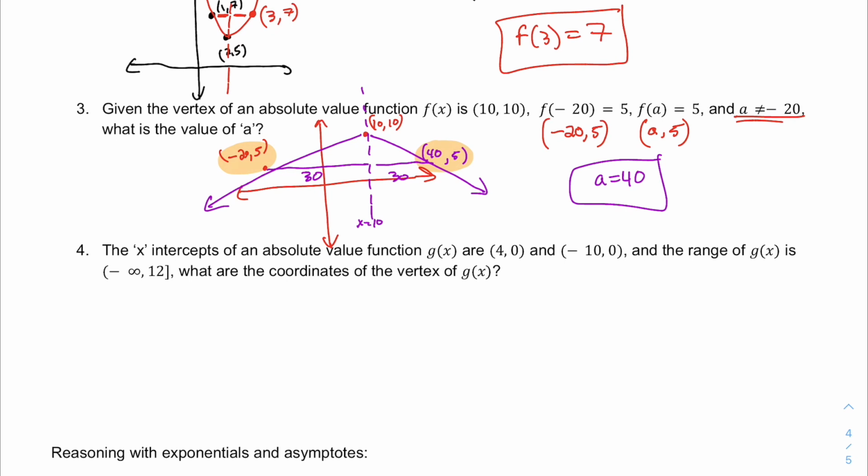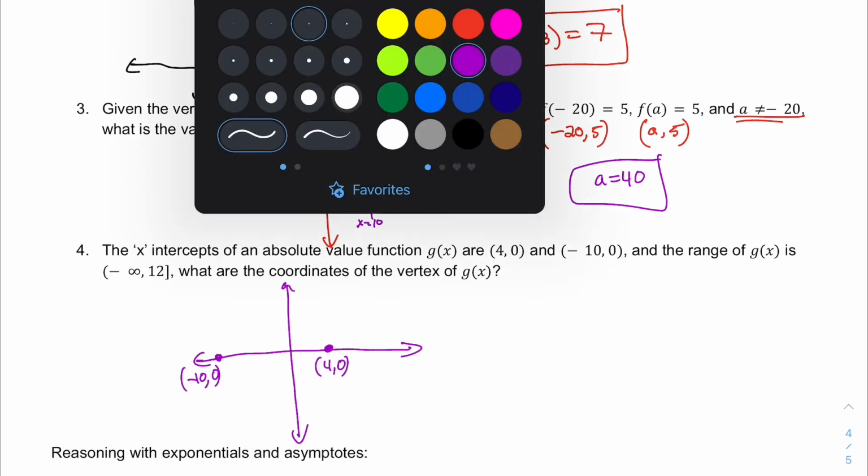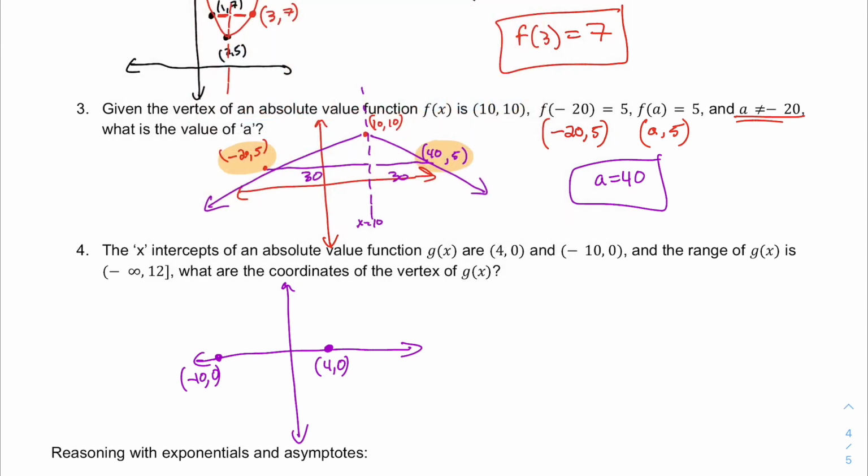The x-intercepts of an absolute value function g of x are (4, 0) and (-10, 0). So let's draw this. So I have (4, 0), let's put it here. I also have (-10, 0). And I know that the range of g of x is negative infinity to 12. So this is a V-shaped function. I know that there's a symmetry, and we go down towards negative infinity, and our maximum value is 12. So if our max is 12, that's where our vertex is. We just need to know the x-coordinate of the vertex.